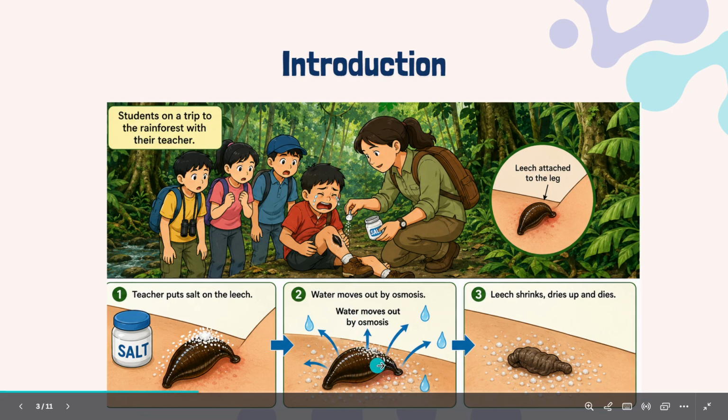So now we can relate to the story why water moved up, because when we put salt over the leech, the surface concentration of solute was more as compared to the inner concentration of solute. So to balance this, the water moved from low concentration to high concentration. Therefore, the water is released from the body of the leech, and the leech died because of dehydration.